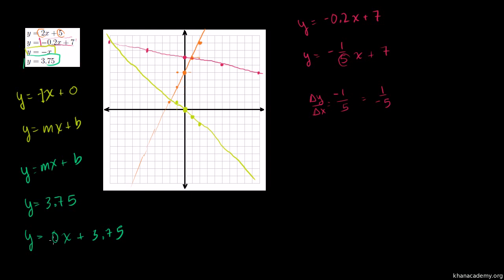The slope is 0. No matter how much we change our x, y does not change. Delta y over delta x is equal to 0. I don't care how much you change your x. So our y-intercept is 3.75. So 1, 2, 3.75 is right around there. Just want to get close. 3 3/4. And then as I change x, y will not change. y is always going to be 3.75. So it's just going to be a horizontal line at y is equal to 3.75.